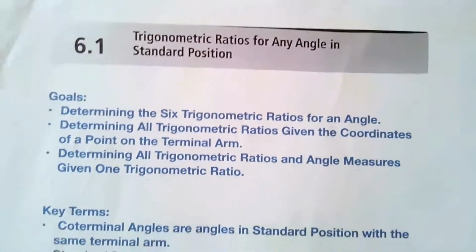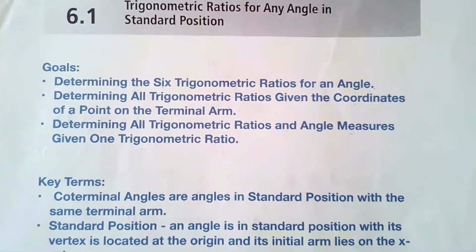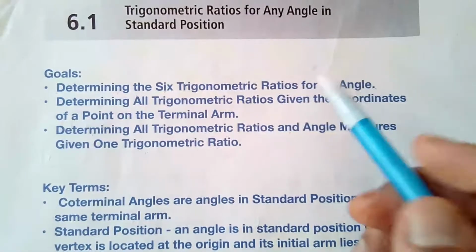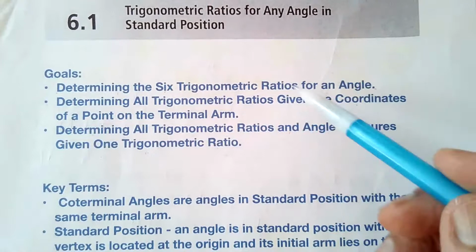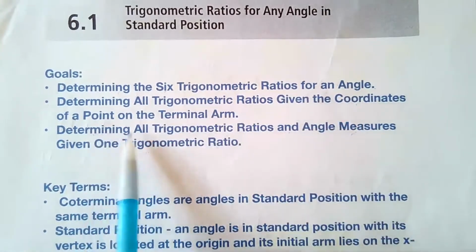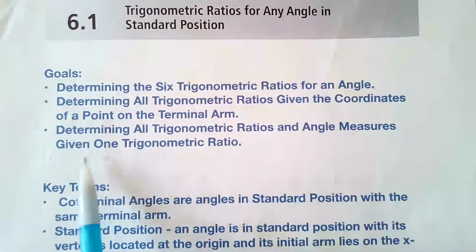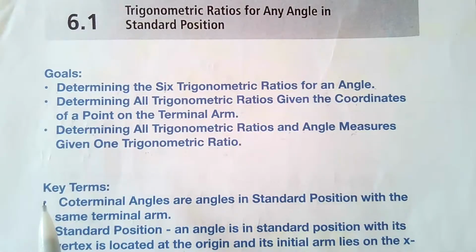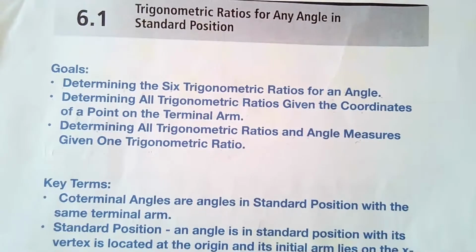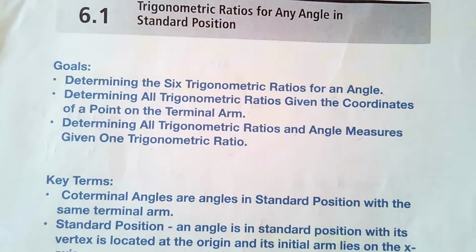So those are our 4 goals for section 6.1. Actually, the first one we completed earlier. So today we looked at determining all trig ratios and angular measures given one trig ratio. Your assignment is to work on questions 10 and 11 on page 473.